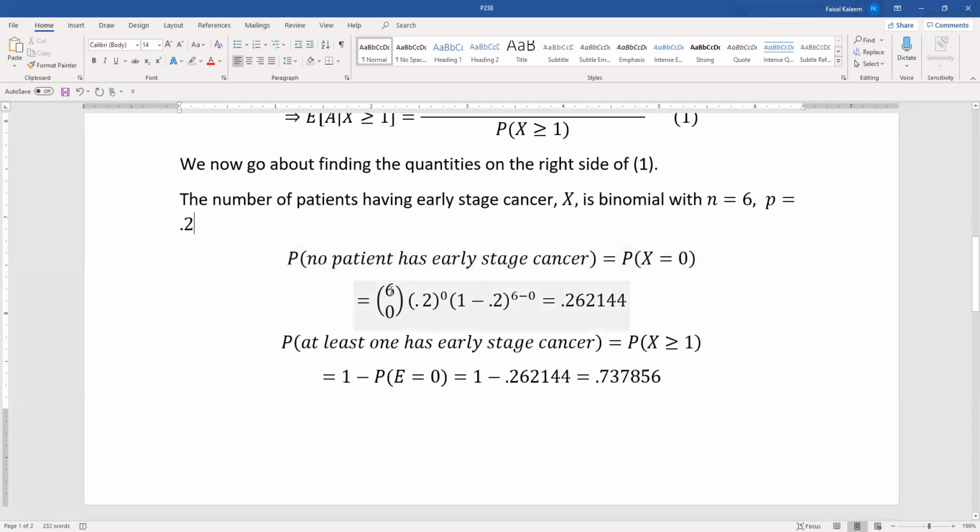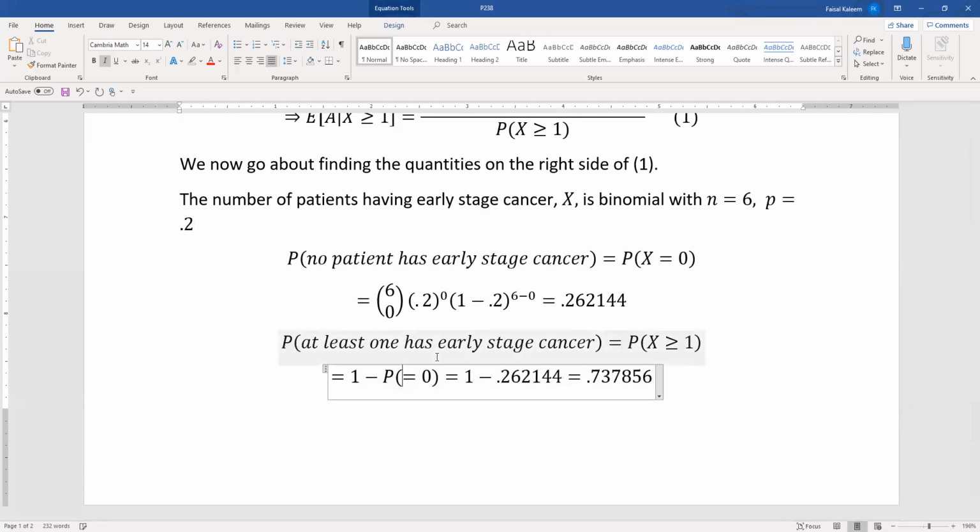By the basic binomial formula, nCx p^x (1 minus p)^(n minus x), we have the probability of X equal to 0 equals 6C0 times 0.2^0 times (1 minus 0.2)^(6 minus 0). That comes out to be 0.262144. And then the probability that at least one has early stage cancer is the complement of no one has early stage cancer, not E, but X.